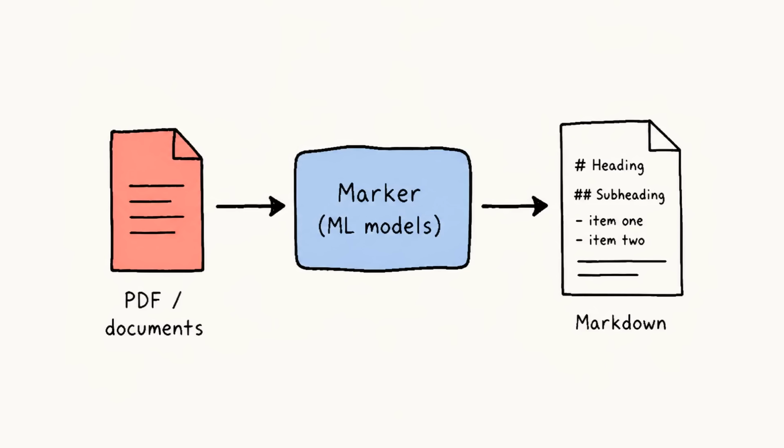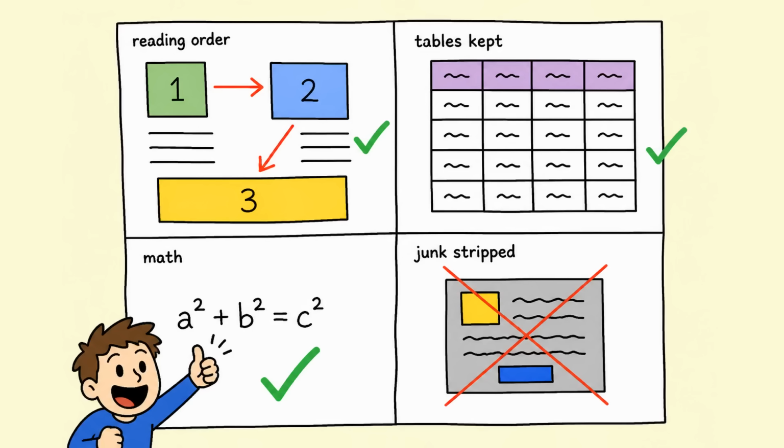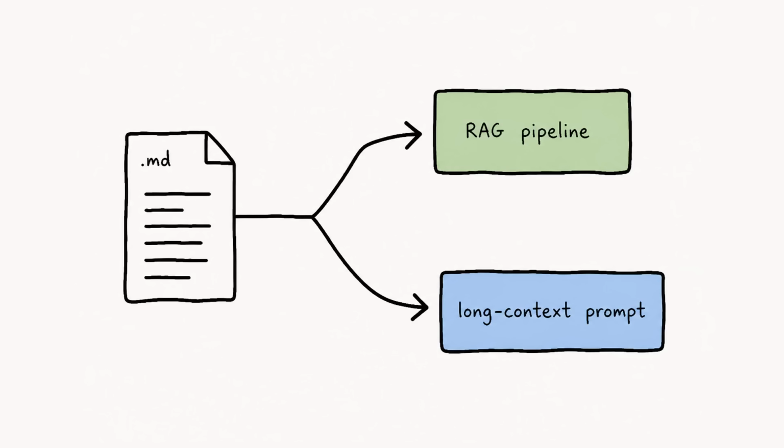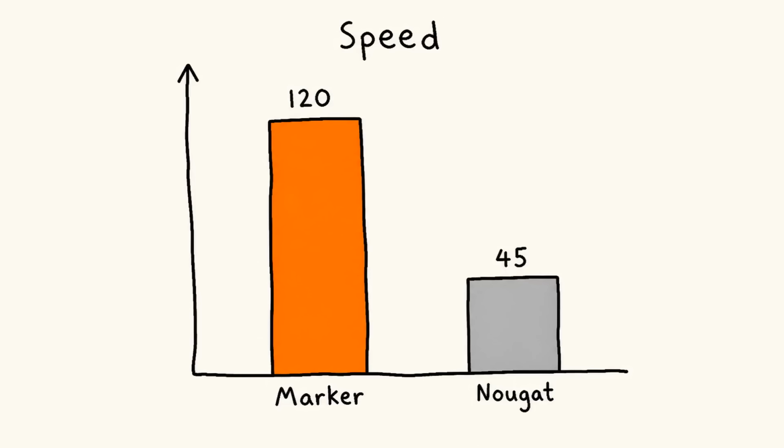Marker converts PDFs and other documents into clean markdown using machine learning models that actually understand page layout. It figures out reading order, keeps tables as tables, handles math, strips the junk. And the output's structured markdown that drops straight into a RAG pipeline or a long context prompt. On most benchmarks, it beats Nougat. That's the older Meta model people used to reach for, and it's faster too.